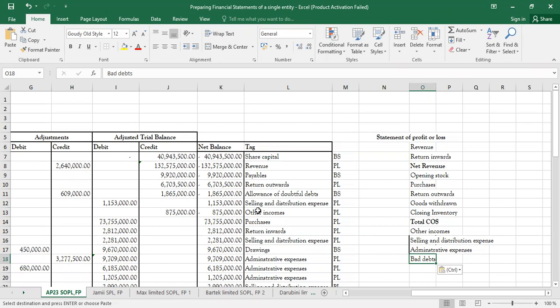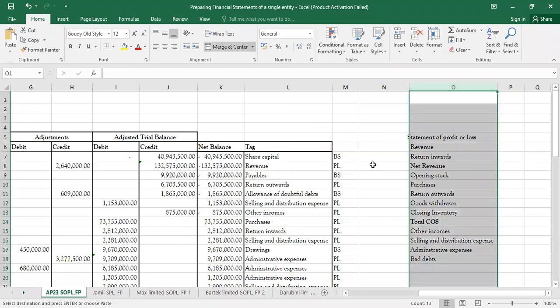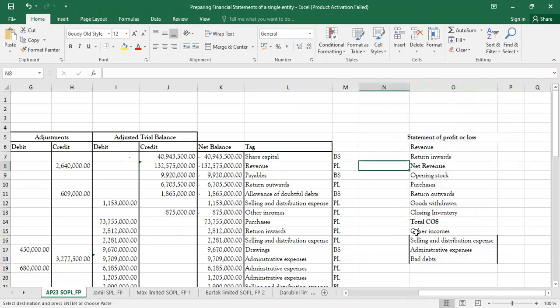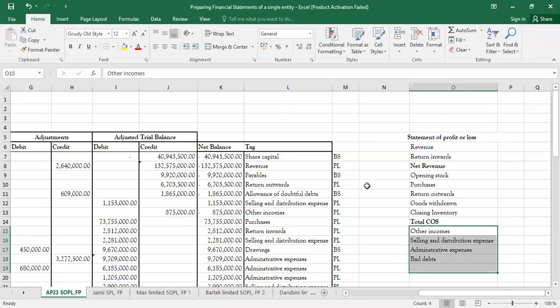Purchases we've taken, other incomes we've taken, selling and distribution we've taken, return inwards we've taken, return outwards also we've taken, payables, revenue we've taken. I think now everything under our statement we've taken, isn't it? I'll do that way. I'll remove maybe the two borders, Alt HBN, so that it comes clean, isn't it?